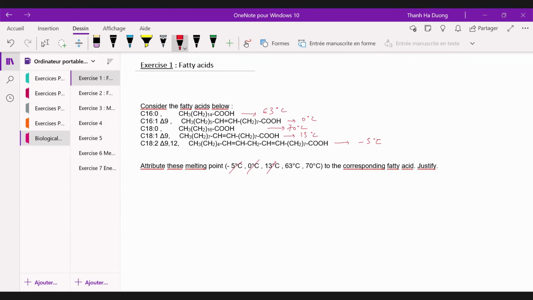So for the justification, I told you, when you have more carbon in your hydrocarbon tail, you will increase the van der Waals interaction, so you will increase the melting point. After that, I told you that when you have a double bond, you will decrease the van der Waals interaction because of the shape of your molecule. And the more double bonds you have, the lower is your melting point. Okay.